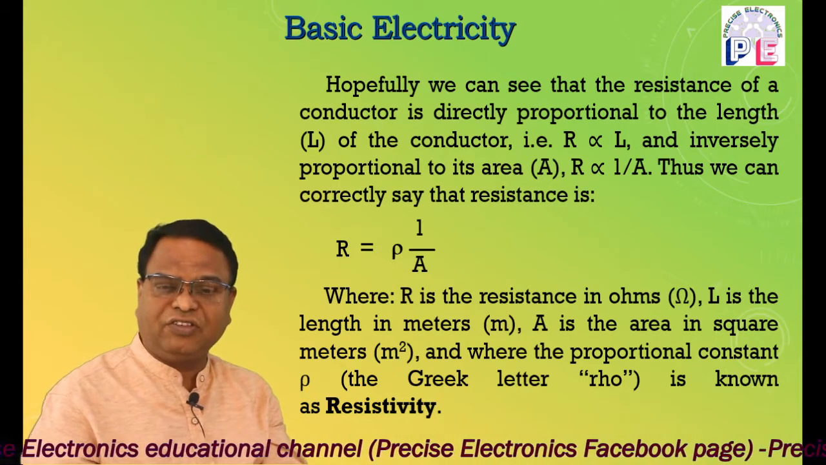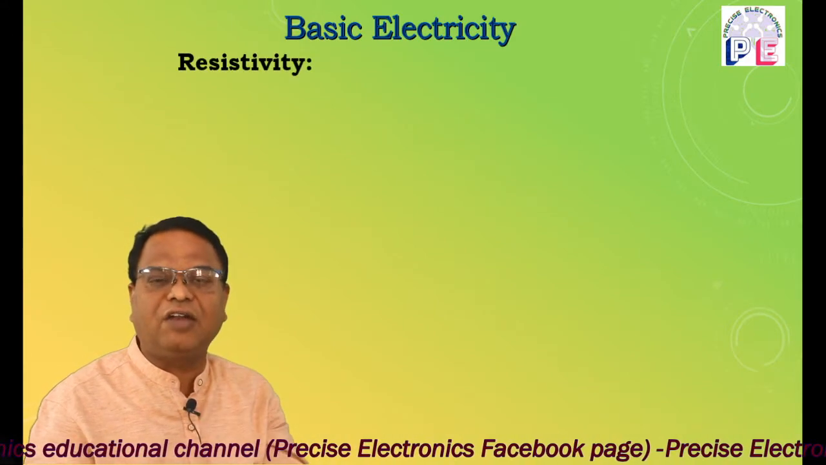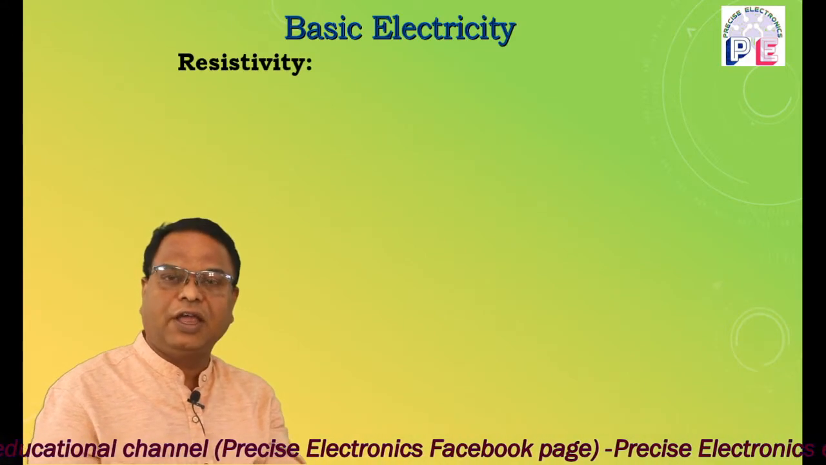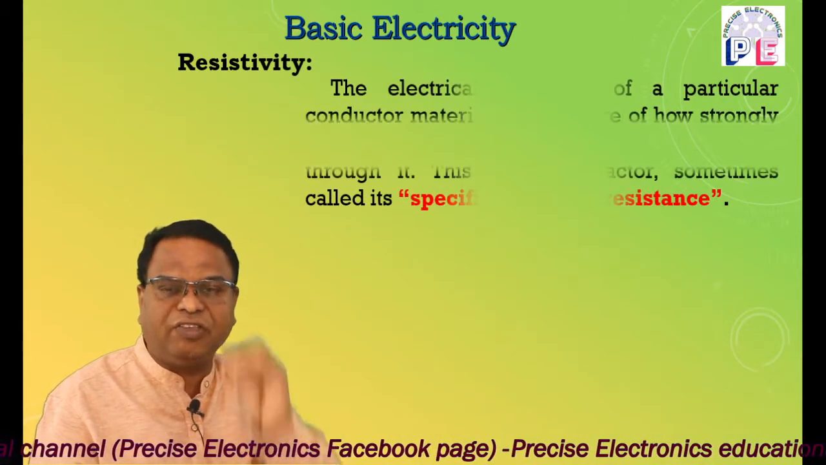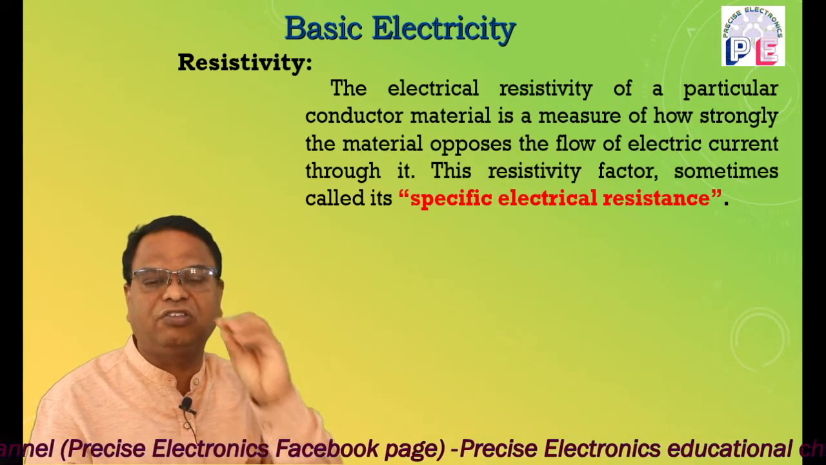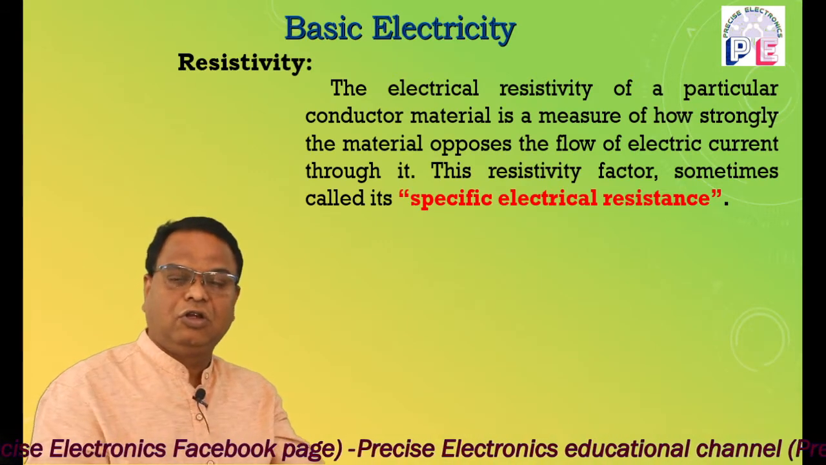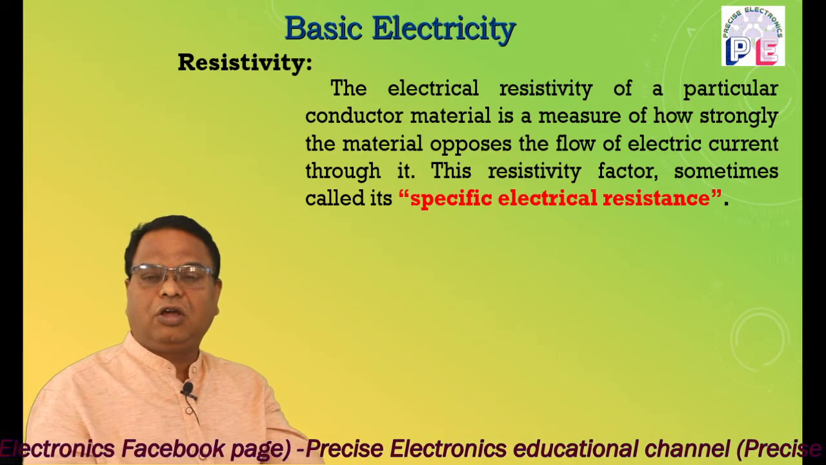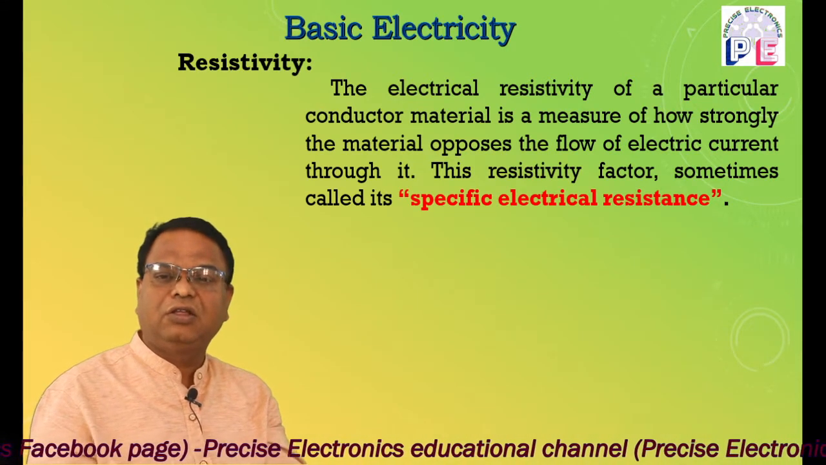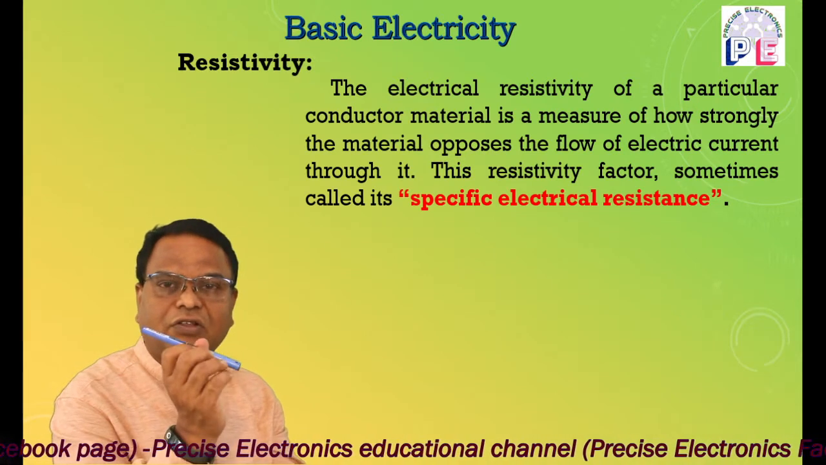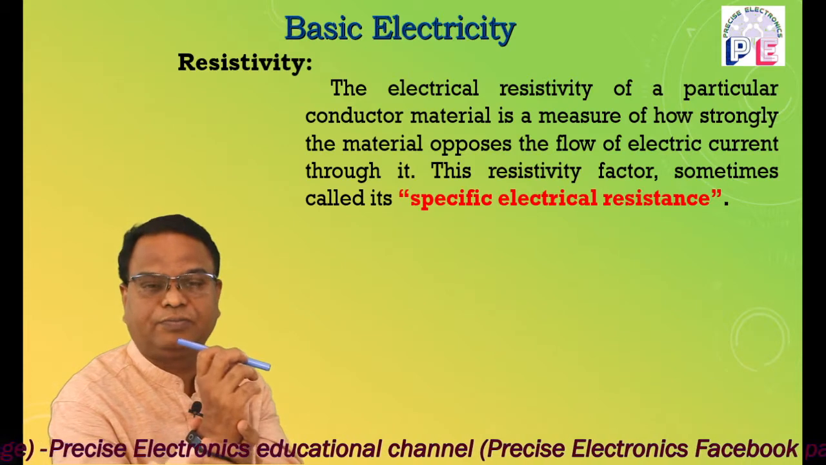Now the specific resistance is given by the Greek letter rho. This Greek letter rho is nothing but the specific resistance, or the resistivity of that conductor, the resistivity of that material. What is resistivity? The resistivity indicates how that material opposes the flow of current.